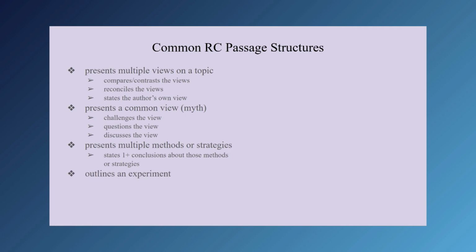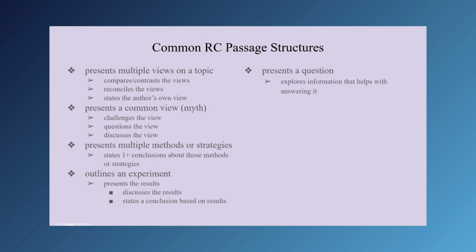The fourth is that the passage may outline an experiment and then present the results of the experiment and either discuss the results or state a conclusion based on them. The fifth common structure is very easy to recognize because the passage will present a question and then it will explore information that helps with answering the question it brought up.